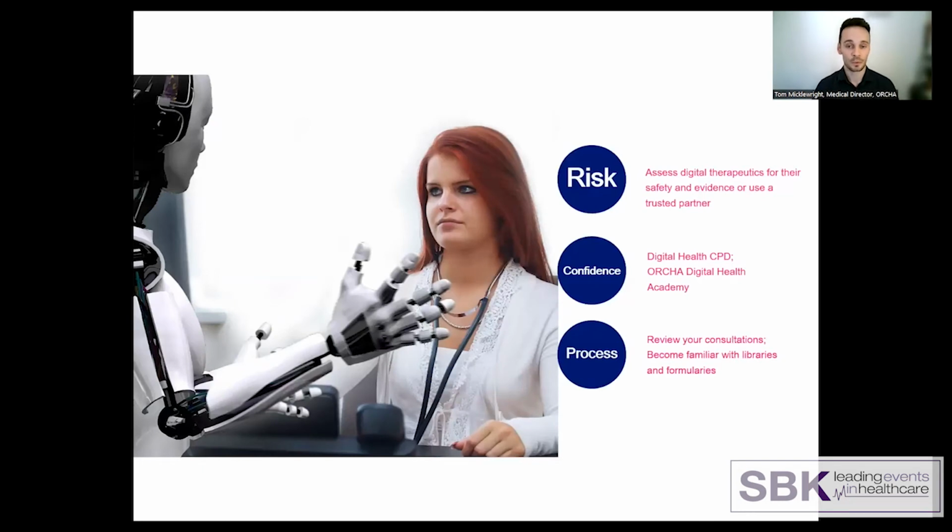So here are just a few pointers really to help you get comfortable with using digital health. We've talked a lot about risk and a lot of the ways you can assess safety and evidence, remembering that you're looking for safe process. And when it comes to evidence, you want to make sure you're being proportional and pragmatic, but that you're also looking for quality. You can either do this on your own steam, or you can use partners like ORCHA or other organizations that will do these assessments for you.